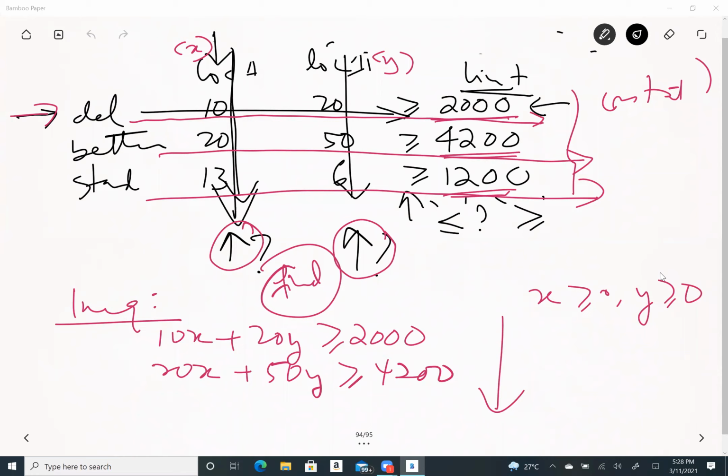Sir, I think it should be smaller than. No, it's not smaller than. I mean the feasible region. Did you get the feasible region? No, sir. You don't get the feasible region? You have 10x plus 20y.